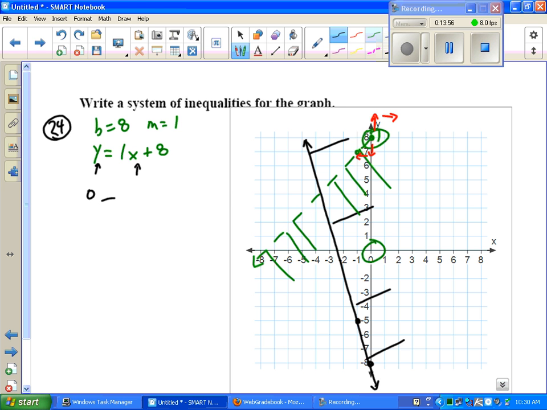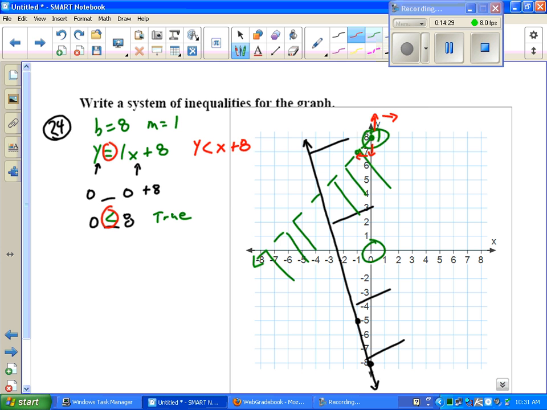1 times 0 would be 0 plus 8. And at the end, 0 is something 8. You want a true statement again because it's shading towards 0, 0. So a true statement for this would be 0 is less than 8. So when you go back to your equation, y equals 1x plus 8, you would simply change the equal symbol to the less than symbol. Y is less than, and you don't have to put 1x, simply x is fine, plus 8.